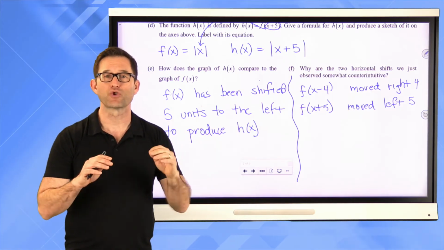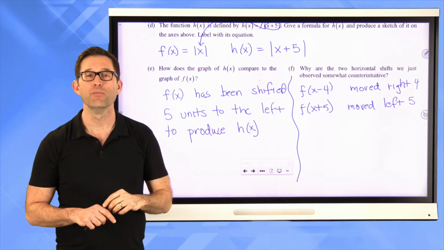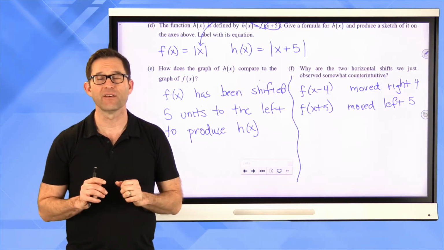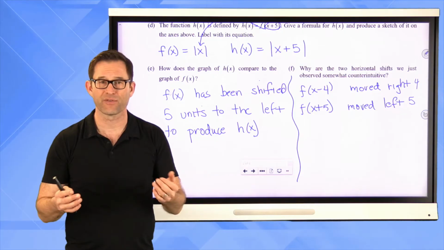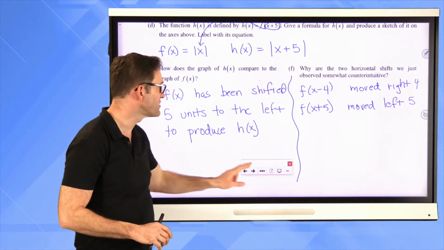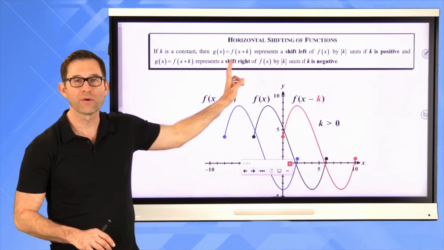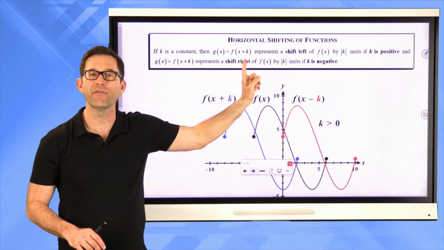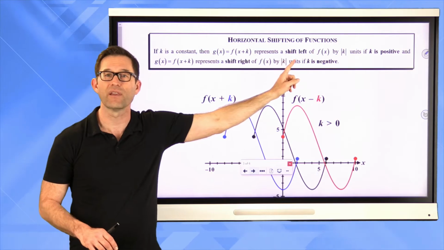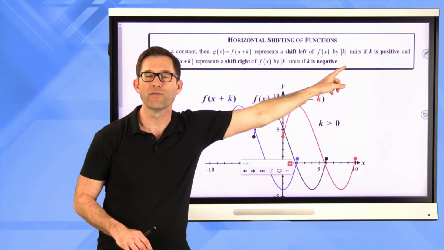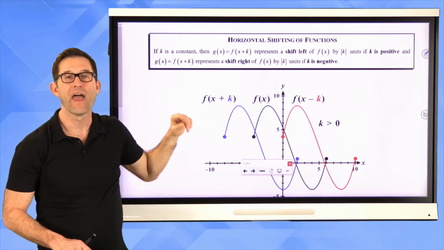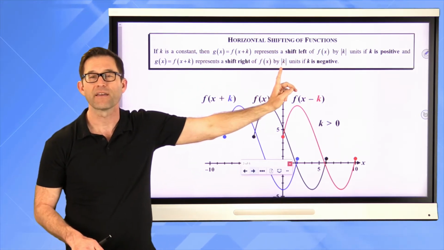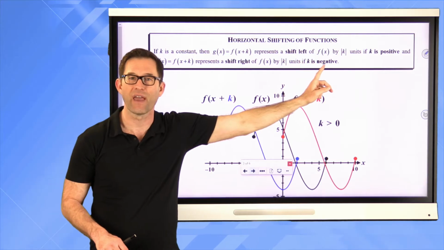When you subtract directly from x, you move to the right, right? And when you add directly to the x, you move to the left, all right? And that is exceptionally strange, right? Horizontal shifting of functions. If k is a constant, then f of x plus k is a shift to the left by the absolute value of k, if k is positive, and f of x plus k is a shift to the right of f of x by absolute value of k units if k is negative.